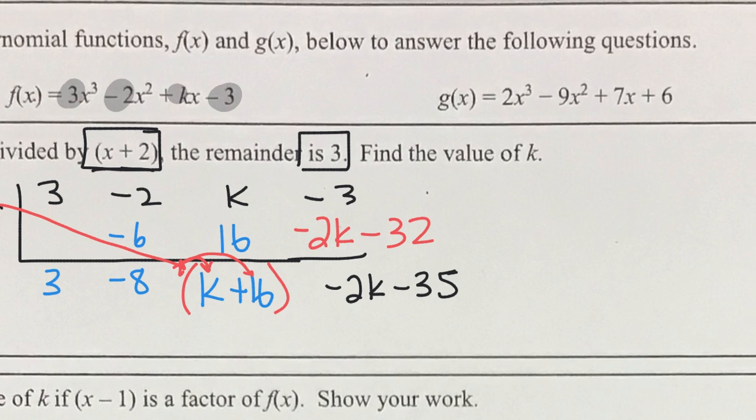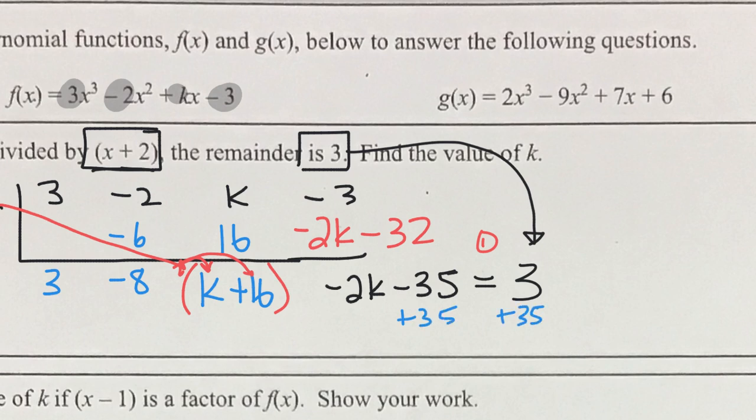Okay, and this is in the remainder spot. So we need to set the remainder equal to 3 because it says the remainder is 3. Okay, so you got 1 point for showing me that the remainder from your synthetic division equals 3. Right? That is the conceptual understanding that you set the remainder equal to whatever it says the remainder is going to be. And then, of course, we simply solve by doing some easy algebra. Negative 2k equals 38. So k equals negative 19.